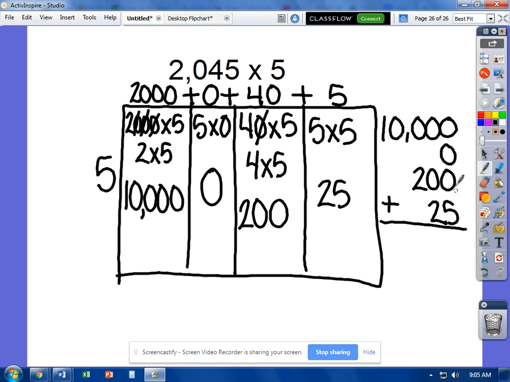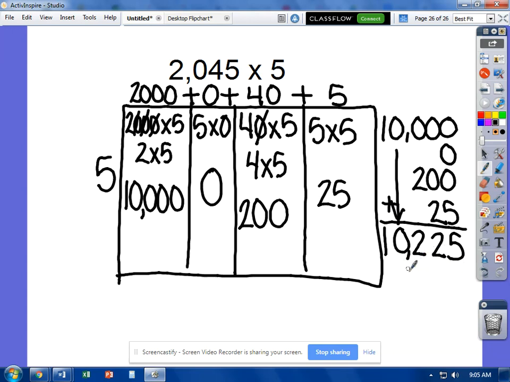Once again, I made sure that I lined up everything evenly to make sure that I didn't have any stragglers or anything out of place. And now I can add easily. 0 plus 0 plus 0 plus 5 is 5. 0 plus nothing plus 0 plus 2 is 2. 0 plus 2 is 2. Drop my 0 down. And I also drop my 1. So my answer to 2,045 times 5 is 10,225.